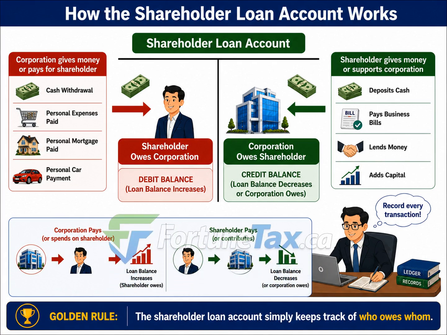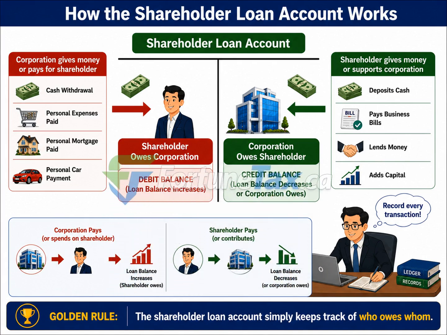The easiest way to understand it is to think of the account as a scoreboard that keeps track of who owes money to whom. When the corporation pays money for the shareholder's personal benefit, the shareholder now owes money back to the corporation. For example, the corporation may provide a cash withdrawal, pay the shareholder's personal expenses, make a mortgage payment, or even pay for a personal vehicle. Each of these transactions increases the amount the shareholder owes and is recorded in the shareholder loan account.